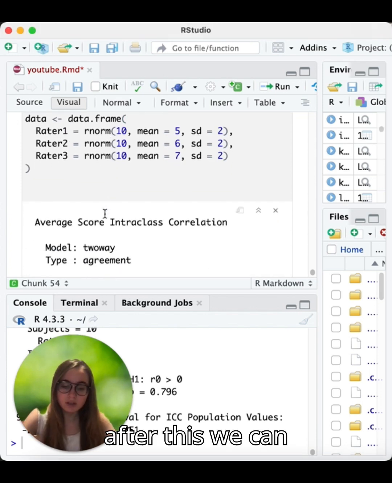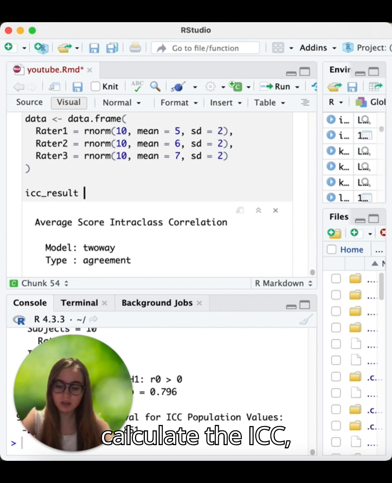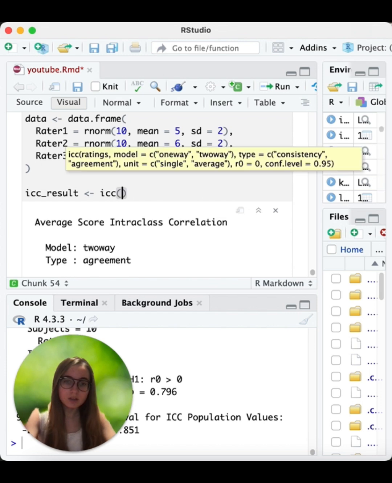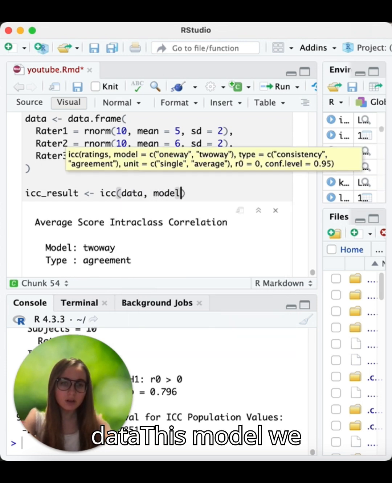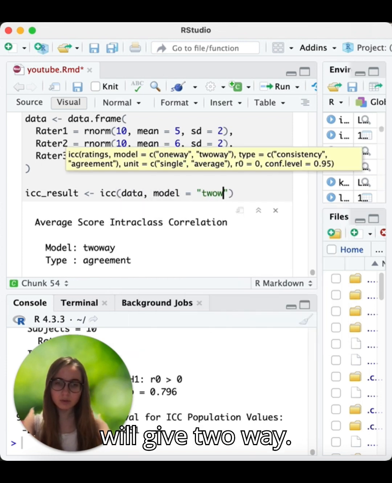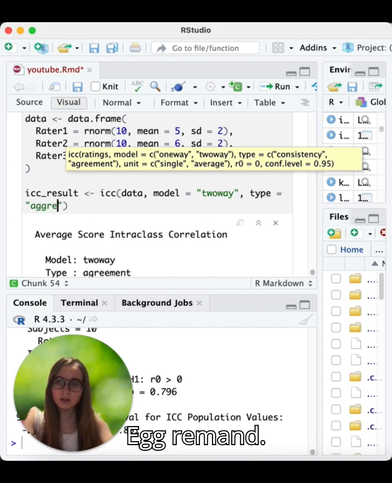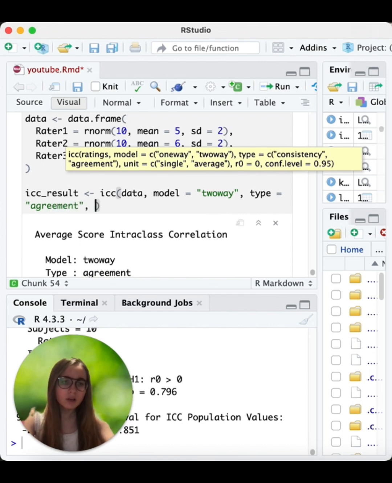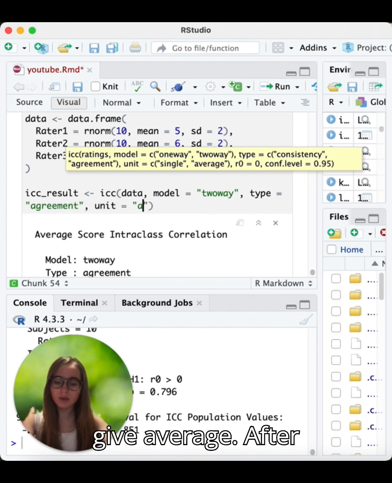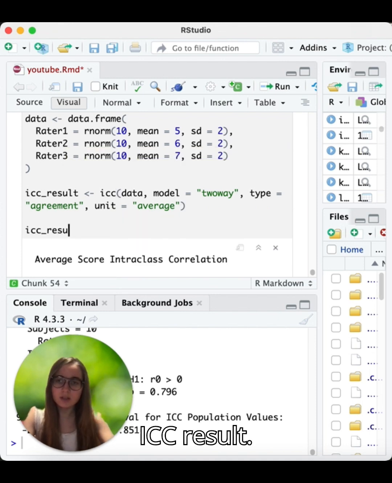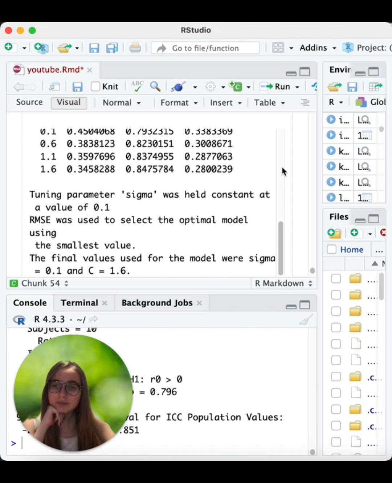After this, we can calculate the ICC. For the ICC of the data, as model we will give two-way. As type we'll say agreement. Then as unit we'll give average. After that, we can see the ICC result. Let's see.